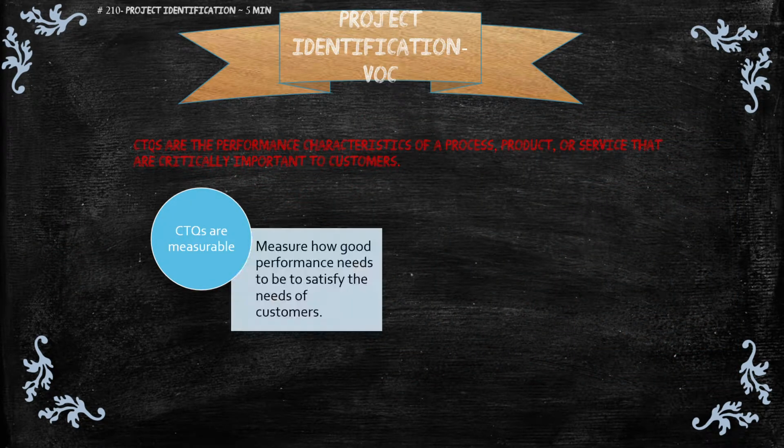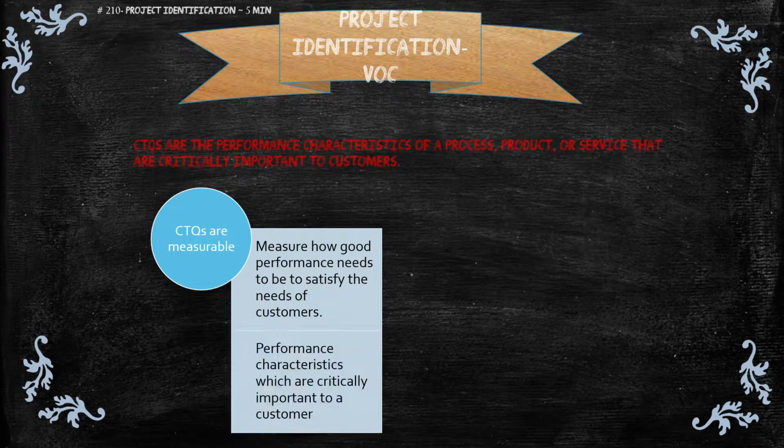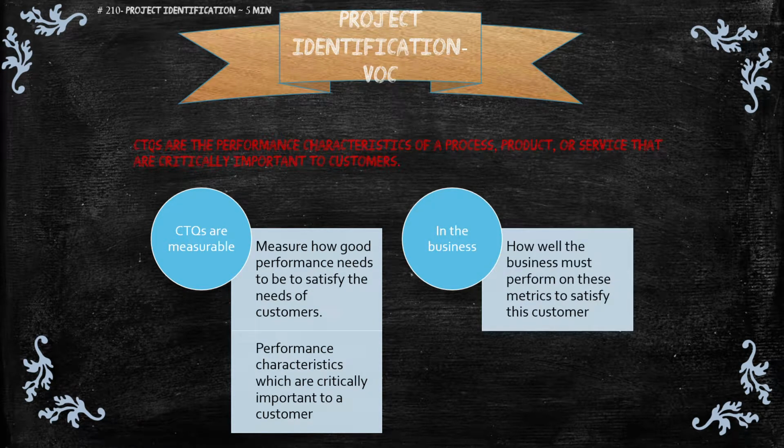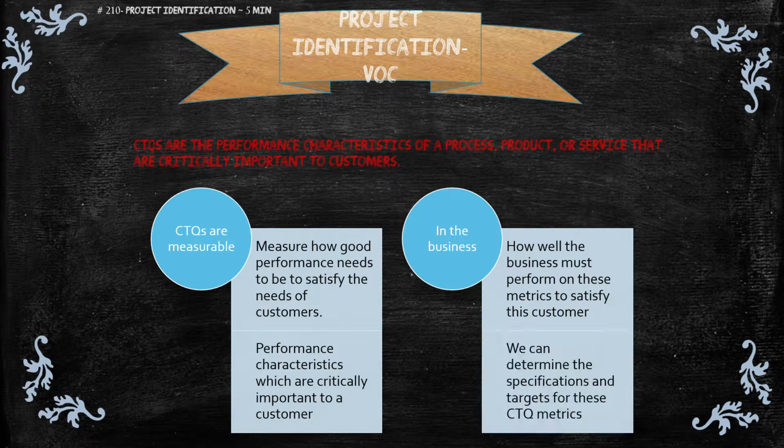CTQs are measurable. They measure how good performance needs to be to satisfy the needs of customers. CTQs are the performance characteristics that are critically important to customers. In the business, we can specify how well the business must perform on these metrics to satisfy this customer. We can determine the specifications and targets for these CTQ metrics. With CTQs, you know what metrics to monitor and how well they must perform to satisfy customers.